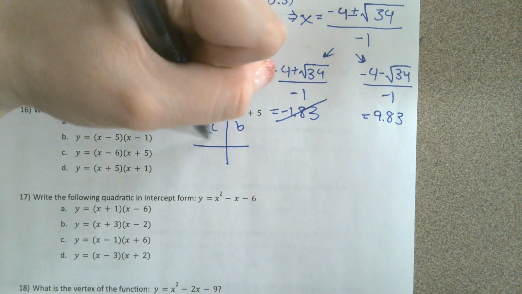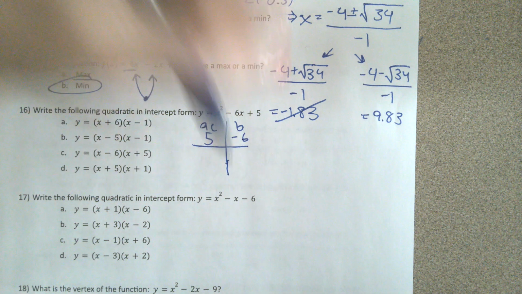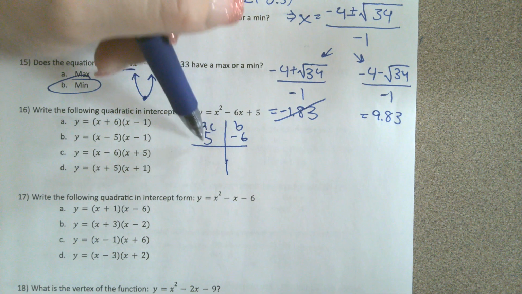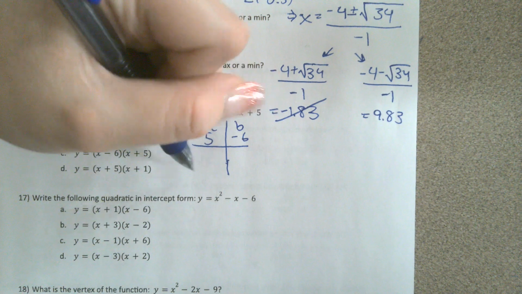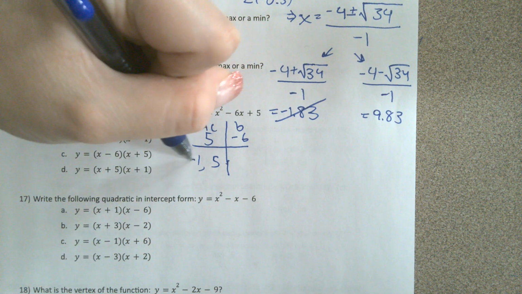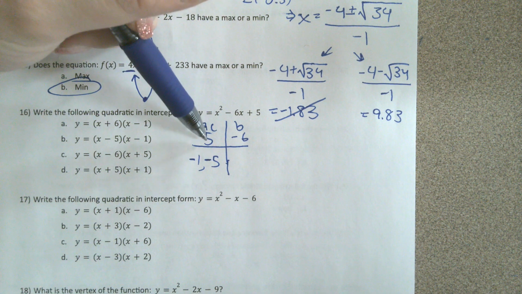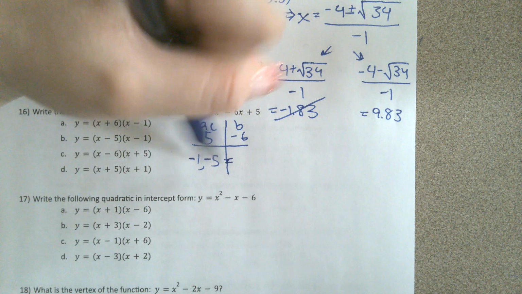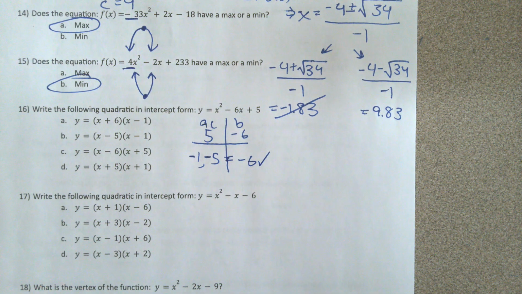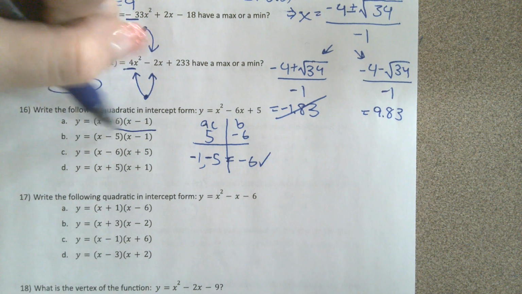AC is 5, and B is negative 6. Actually, let's just do this. This will take 5 seconds. AC, there's only one way to get 5 with multiplication. It's 1 and 5. Now, to get a negative 6, I have to make both of these negatives, because remember, a negative times a negative is still positive. And then when I combine them, I will get negative 6. So I want the equation that has negative 1 and negative 5. B.